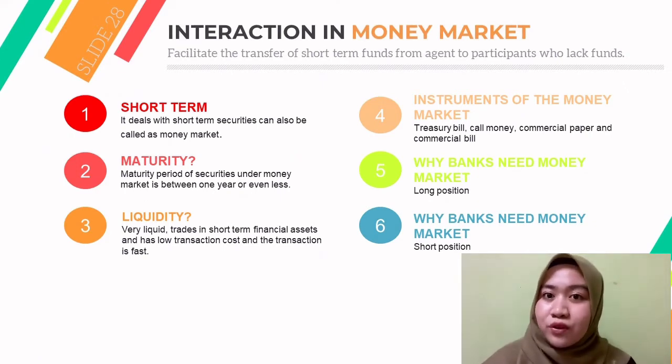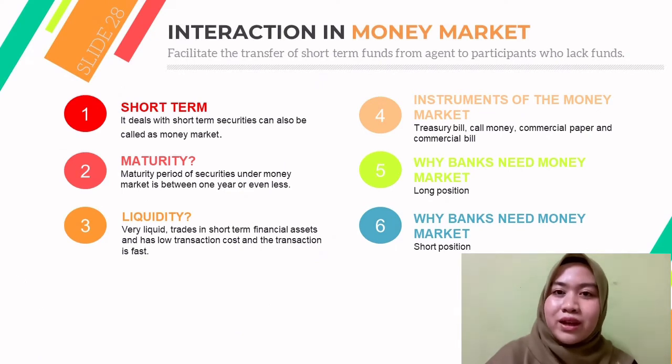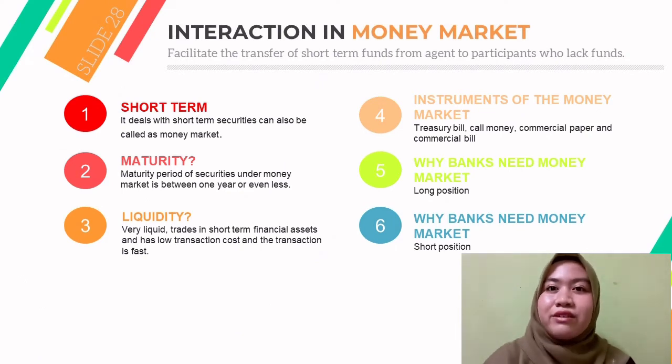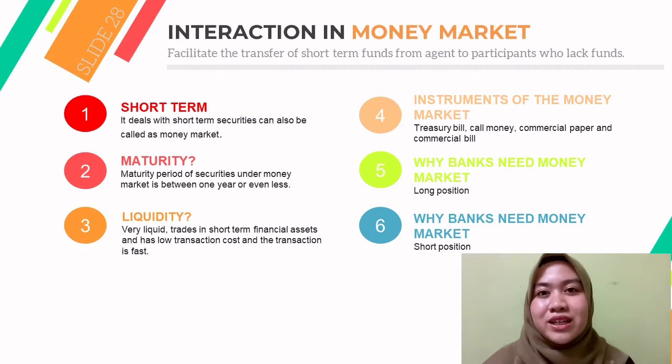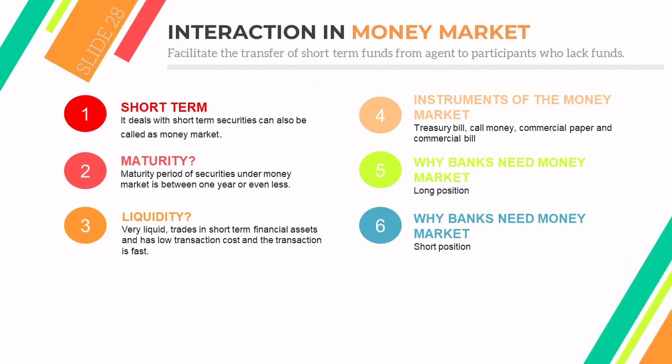And as for the short position, the banks will borrow from other banks with surplus position. Then they will sell the stock of the liquid assets and they will initiate the reverse repo transaction. And the banks will seek Bank Negara Malaysia as lender of the last resort.